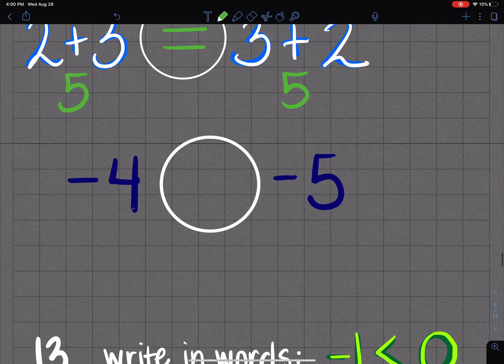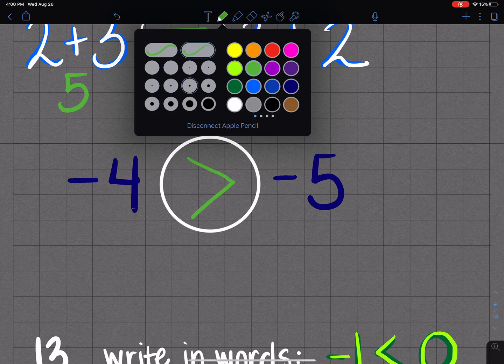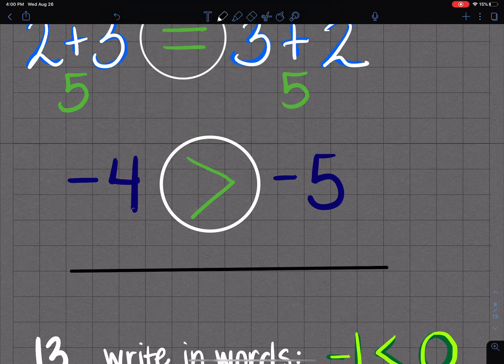How about negative 4 and negative 5? That's trickier, but I'd rather only owe somebody $4 than $5. So negative 4 is greater. Oh, wait, did I do that wrong? No, I did that right. Let's do a number line to make sure that you did it right. Okay, so if you have 0 here, negative 1, negative 2, negative 3, negative 4, negative 5. So negative 4 is more to the right than negative 5, so that's correct. That is the bigger number.